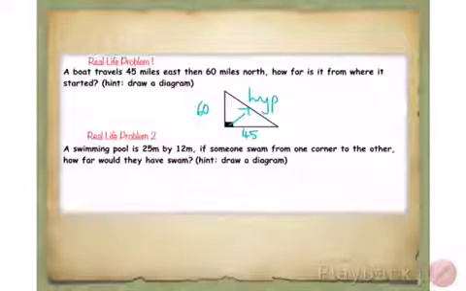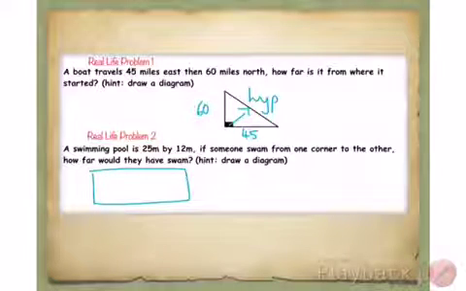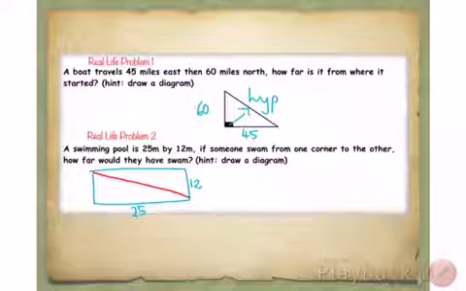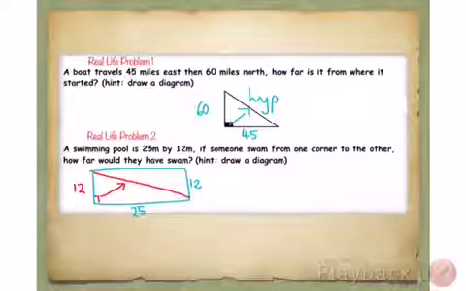Okay, swimming pool is 25 by 12. If someone swam from one corner of the pool to the other, how far would they have swam? So a swimming pool is normally a rectangular shape, and it's 25 by 12. You're trying to find the diagonal, so you're trying to find this distance here, which is also going to be a hypotenuse because it's opposite the right angle. So we know that this is 12, this is 25, etc.